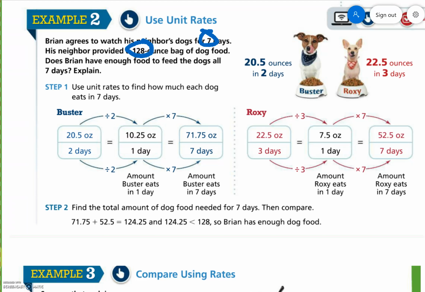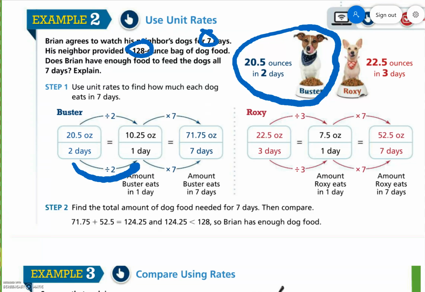So first we have Buster here, and he eats 20.5 ounces in 2 days. But that doesn't tell me how much he needs for 7 days. So what we have to do first is take this and divide it by 2 to get to the unit rate. Remember, unit rate means the denominator is 1. So to get from 2 to 1, you divide by 2. Whatever you do to the bottom, you do to the top.